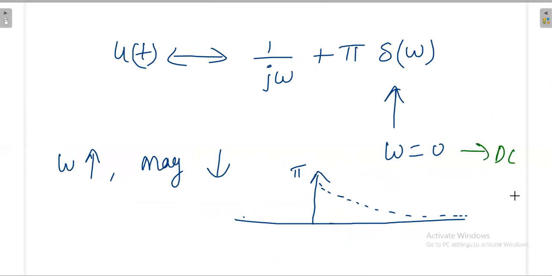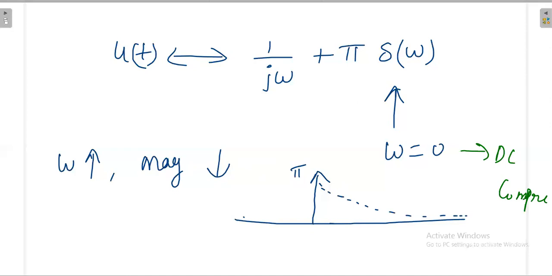That means what? In the time domain, an average value is there. So how do we represent that average value in the frequency domain? DC means frequency is always 0, so we represent it like this. What it indicates, with the del omega term, is that the given signal in the time domain has some average value. If the given signal does not have any average value, then we will not get these terms.